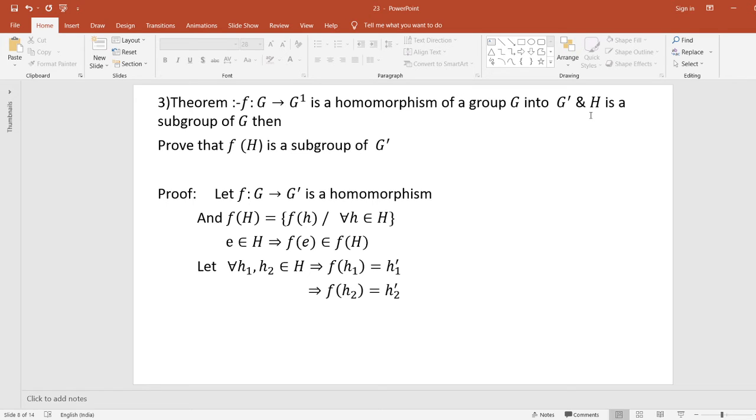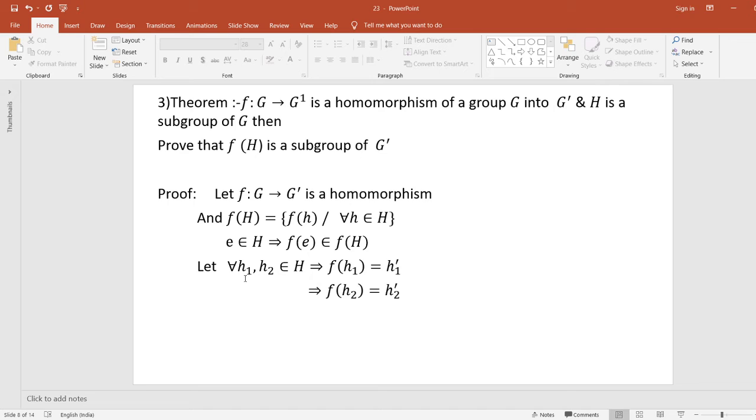H is a subgroup, right? They have given f of H as a set in the form of f of small h. Given the function f is a homomorphism, f of H is the set containing f of h such that for all h belongs to capital H. We know e belongs to H because H is a subgroup. The identity element obviously belongs to that set, so f of e belongs to f of H. Right? Next, we prove that it is a subgroup. This indicates that f of H is non-empty.